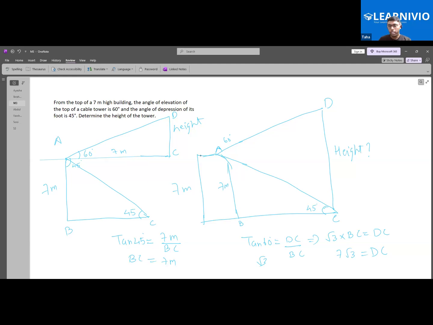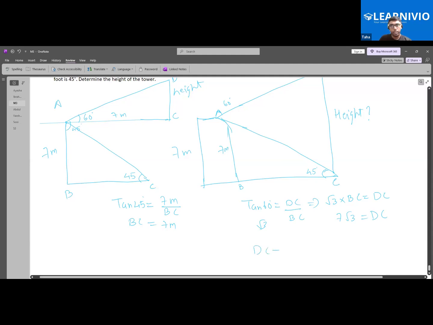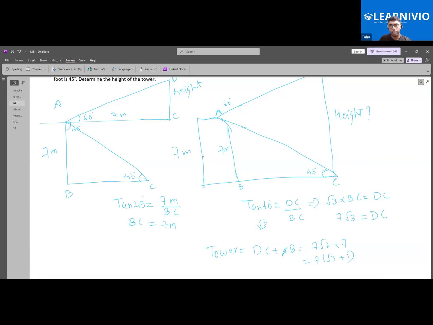Okay, so we will add the building's height. The tower's height is going to be DC plus AB, right? So that would mean the height is 7 root 3 plus 7, which is 7 into root 3 plus 1. Is that the answer? Yeah, so that's what I got. Is the answer the same in NCERT also?